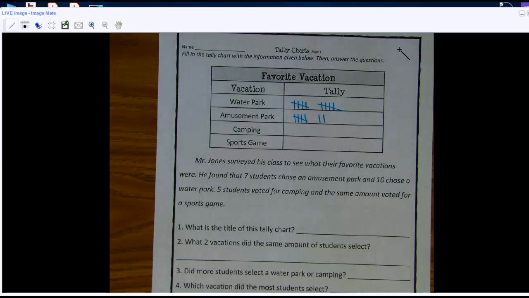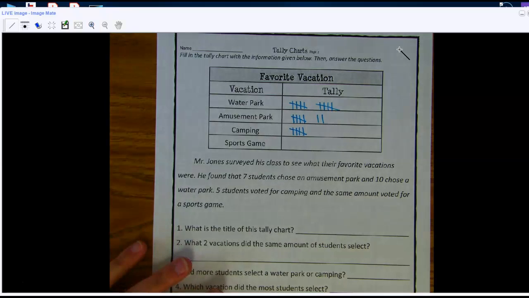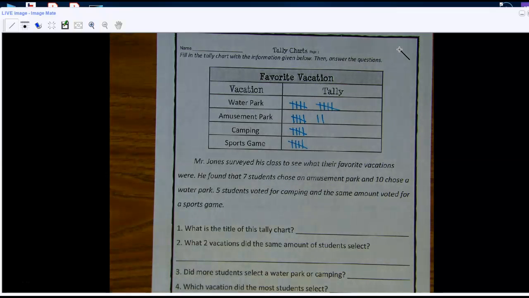Five students voted for camping. And the same amount voted for sports games. So same 5. So there are my tallies. 7 for amusement park, 10 for water park, 5 for camping, and the same as camping for sports games.